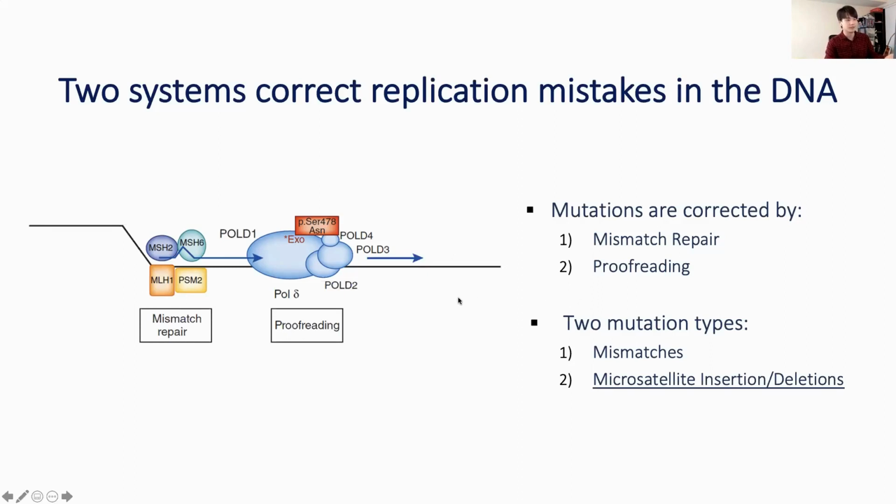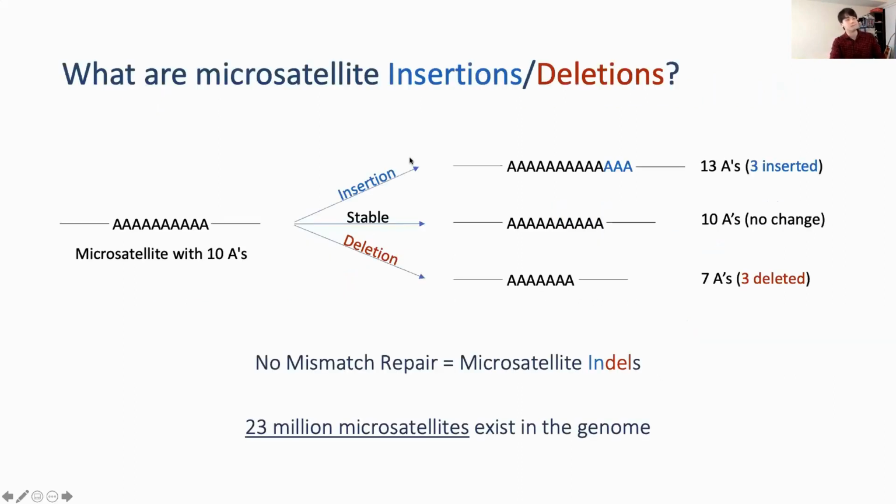So what are microsatellite insertion deletions? Microsatellites are repeat regions in the DNA. Like Dr. Das said, they have the same alphabet repeated multiple times. In this example, I have 10 A's. And they can be stable, so they don't change their length of the A's. However, they can also get these mutations called insertions and/or deletions, where the bases are physically added or deleted from the original 10 or whatever length they started off with.